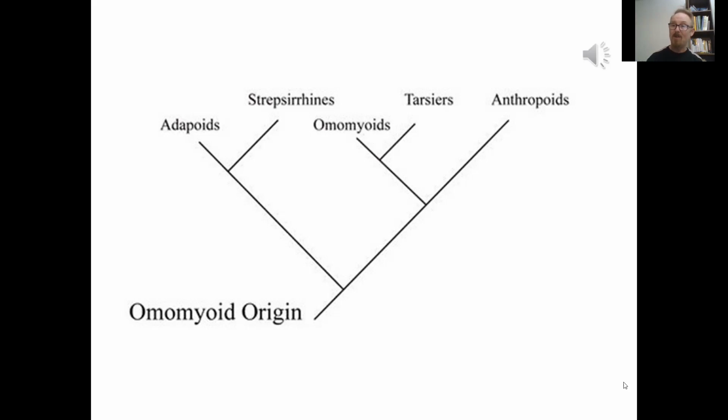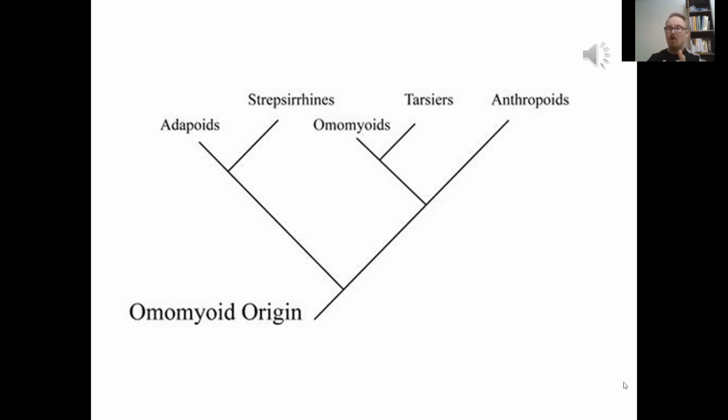The anthropoids were, of course, very successful. All the monkeys and apes and humans out there, and they exist today. So we're going to be looking at and trying to fill in these gaps. Now, how did the Strepsirrhines come to rise? How do these groups like tarsiers and anthropoids?